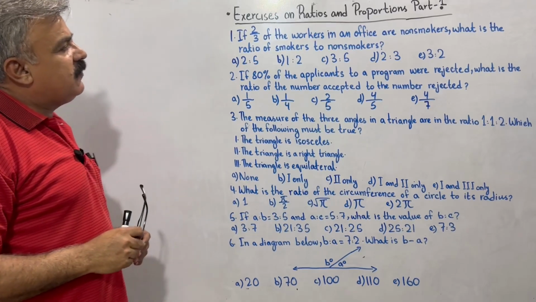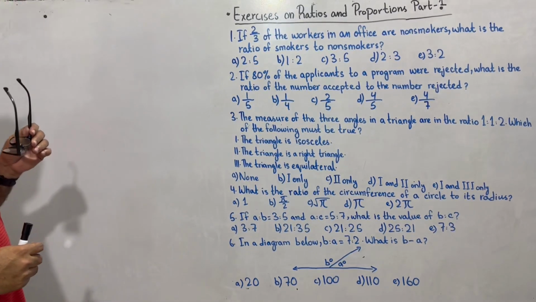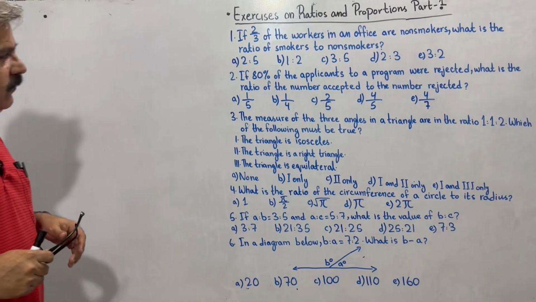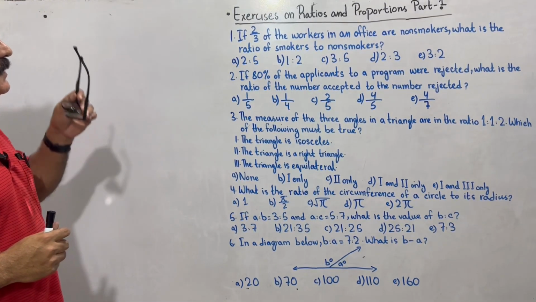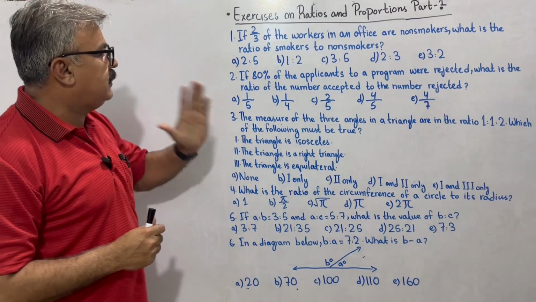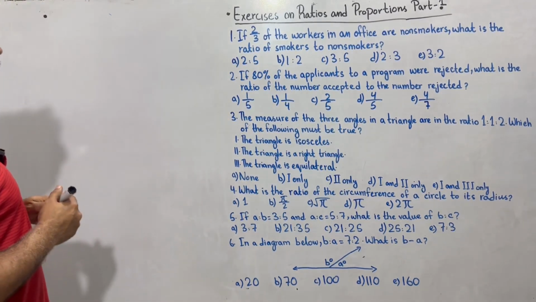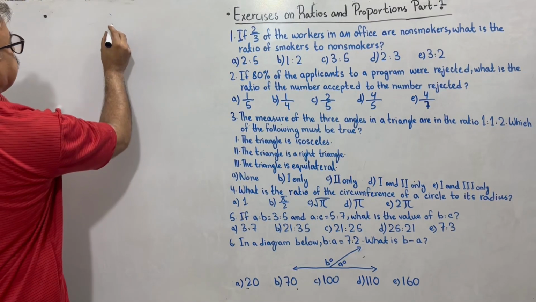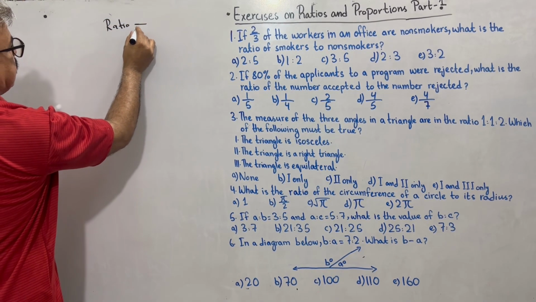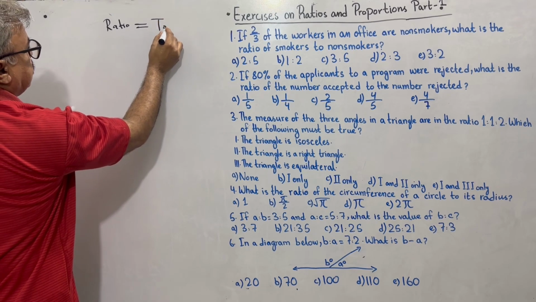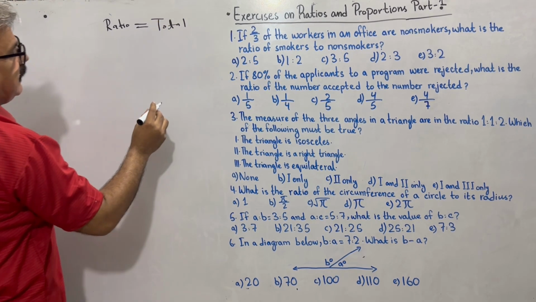If 2 over 3 of the workers in an office are non-smokers, what is the ratio of smokers to non-smokers? In case of ratio, consider the first strategy: consider the total as 1.